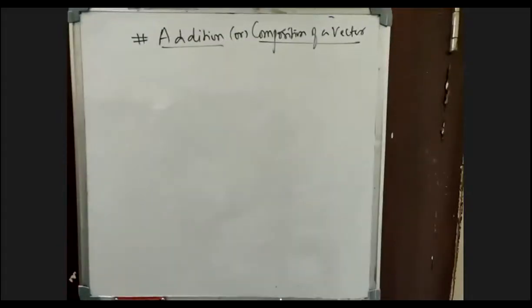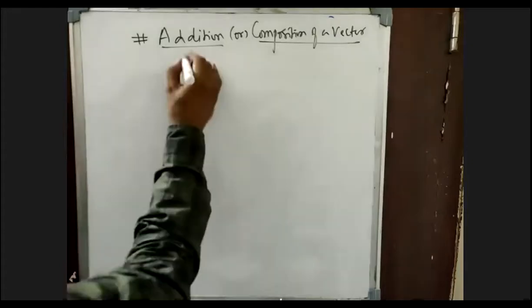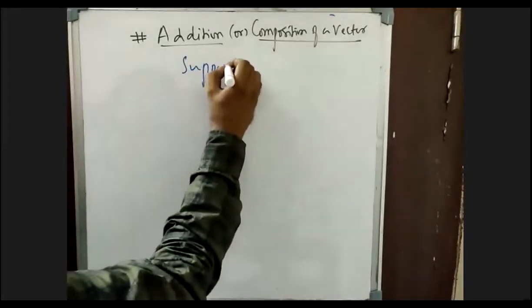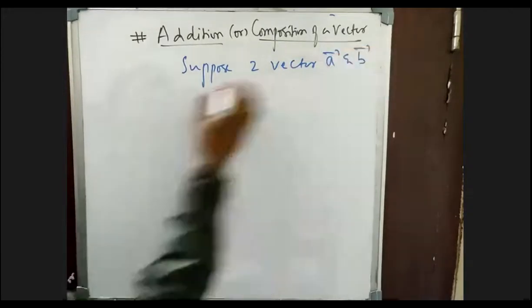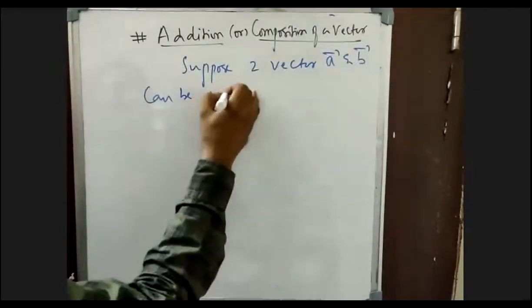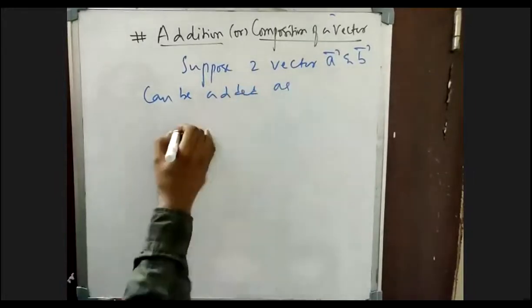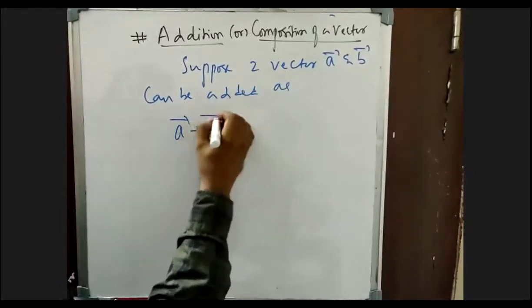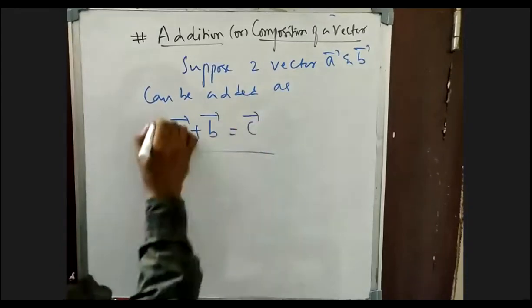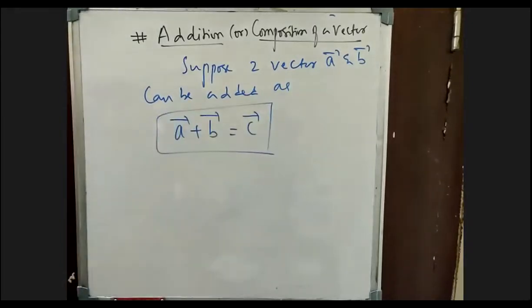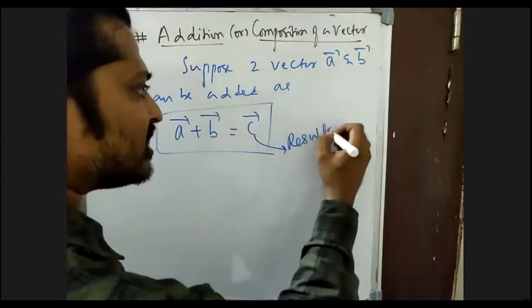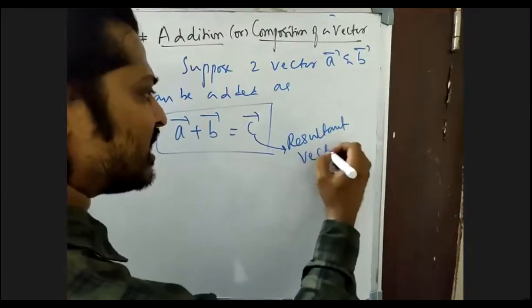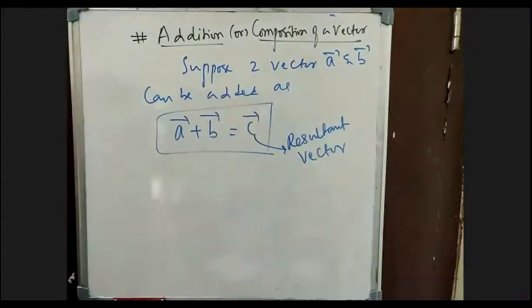Suppose we have two vectors, A bar and B bar, that can be added. A bar plus B bar will give you a new vector, C bar. A bar plus B bar is equal to the new vector C bar, where C bar is known as the resultant vector.